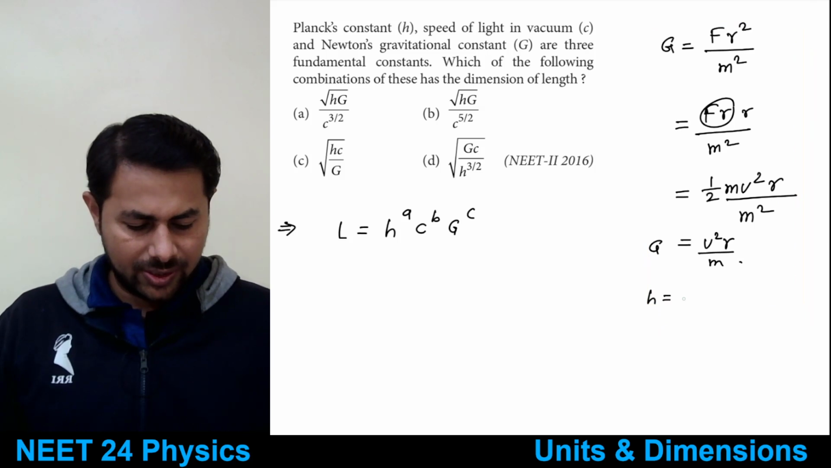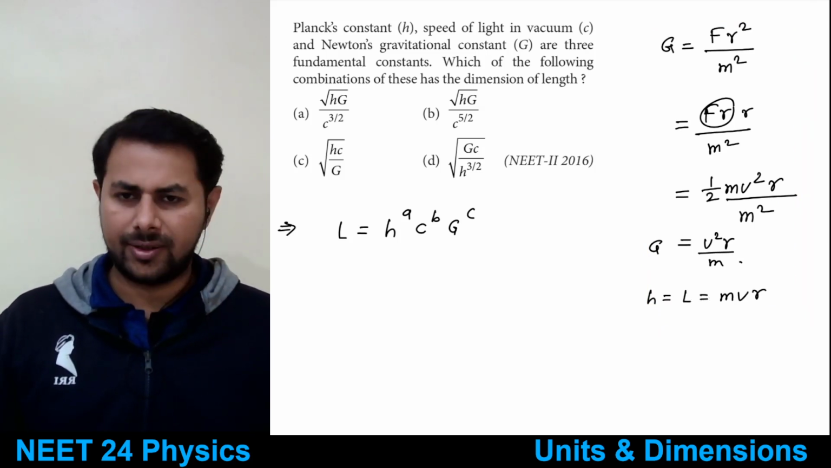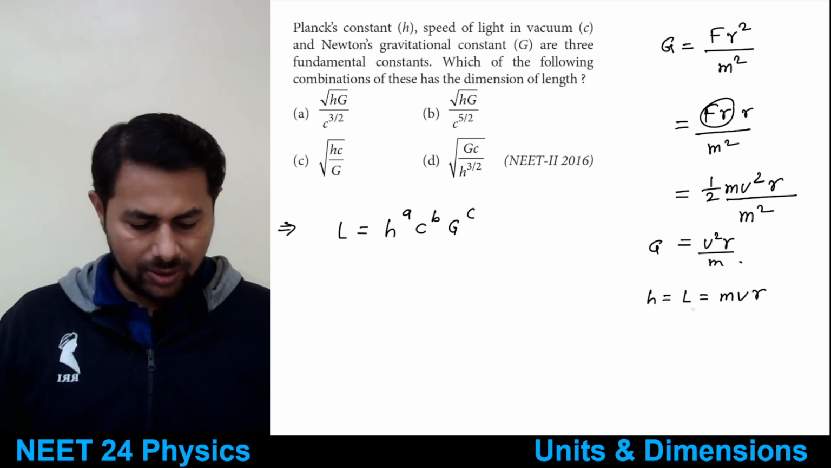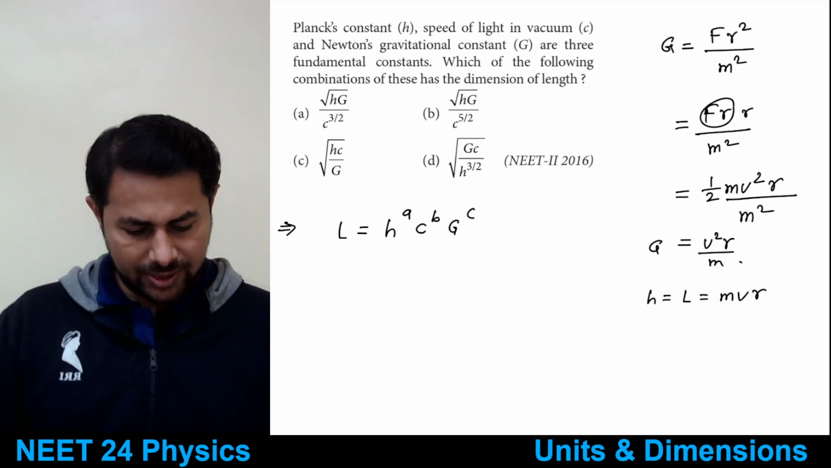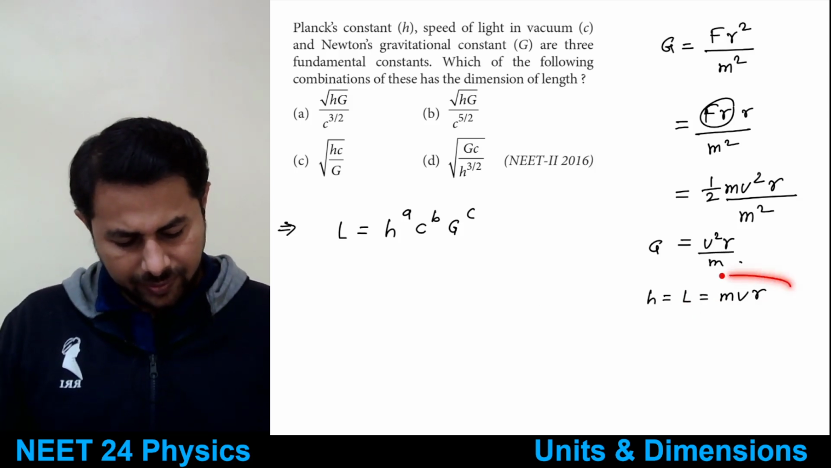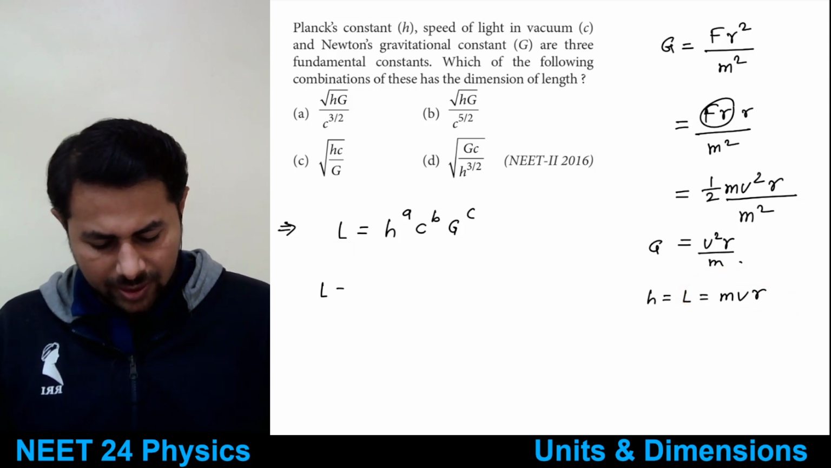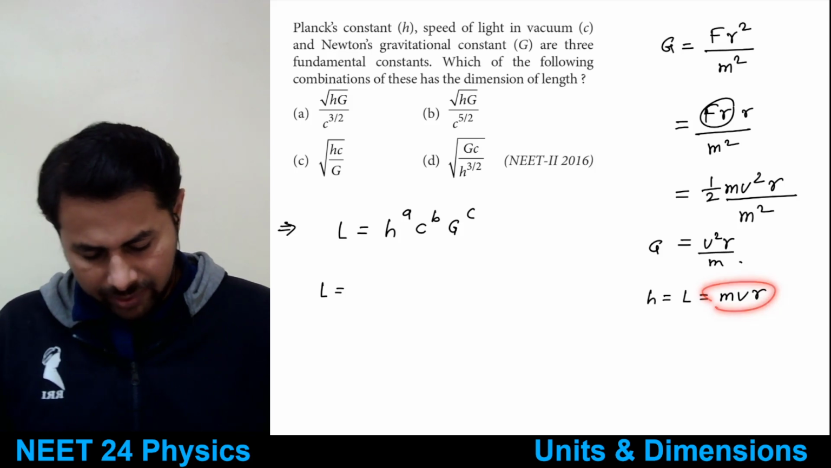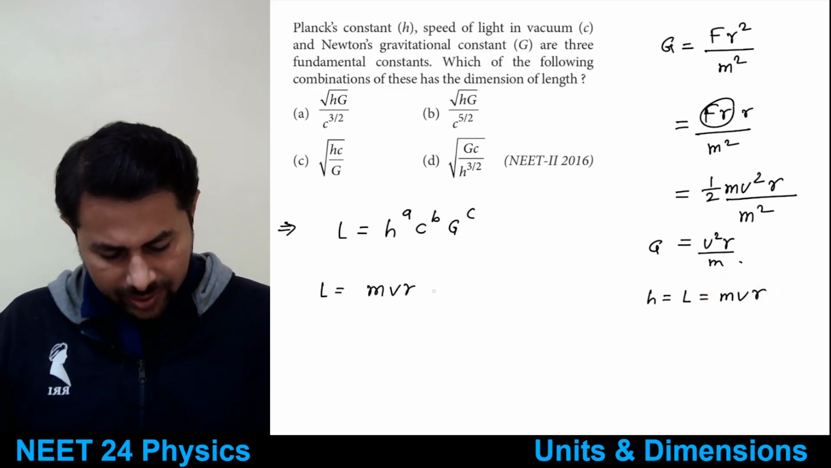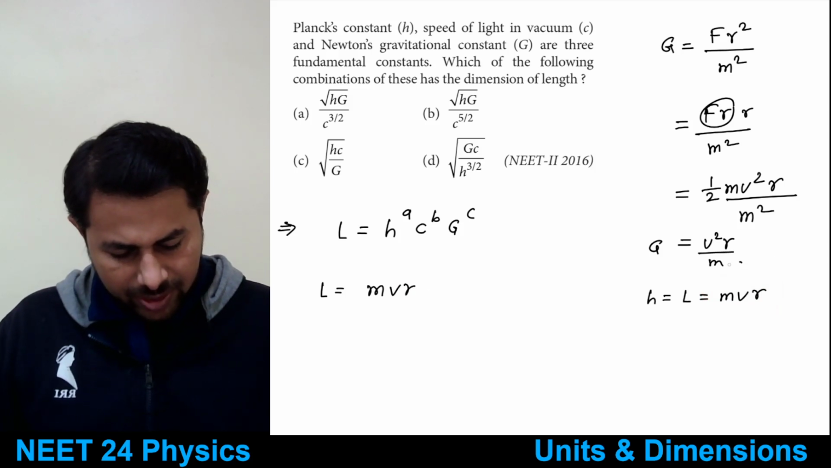So h has the same dimensions as that of angular momentum, that is mvr, okay. Angular momentum has dimensions of mvr. It's option A. Let's check. And then you want to find out length in terms of this. So L, h is mvr, okay. I will just say mvr. Then I want length only, right? So I need to get rid of this v.